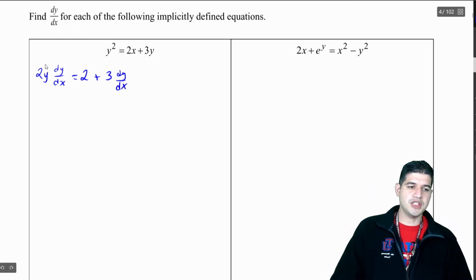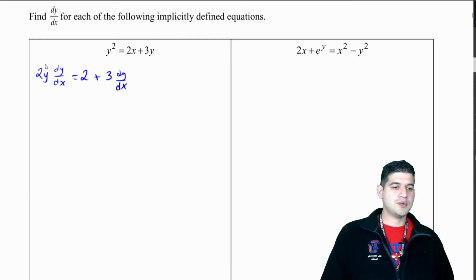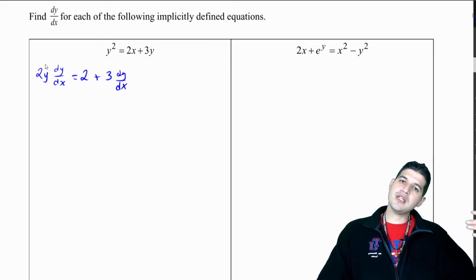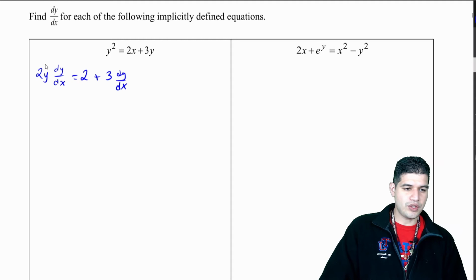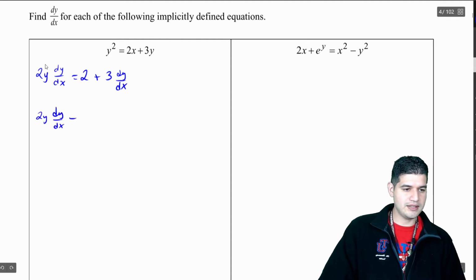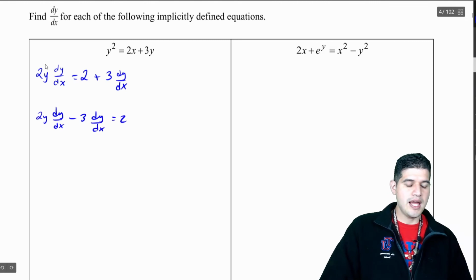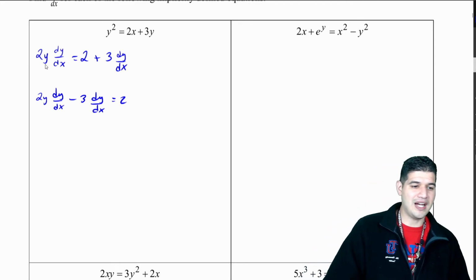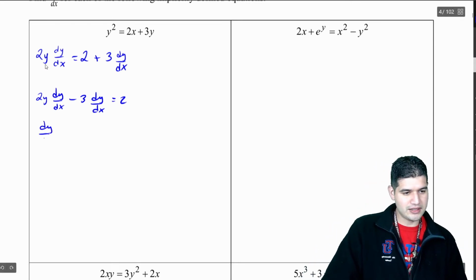Okay, so here's what you're going to do whenever you have these problems. If you have multiple dy/dx's coming out, you're going to bring all the dy/dx's to one side. So I have 2y dy/dx minus 3 dy/dx equals 2. And then you're going to factor out that dy/dx. So dy/dx times (2y minus 3) equals 2.